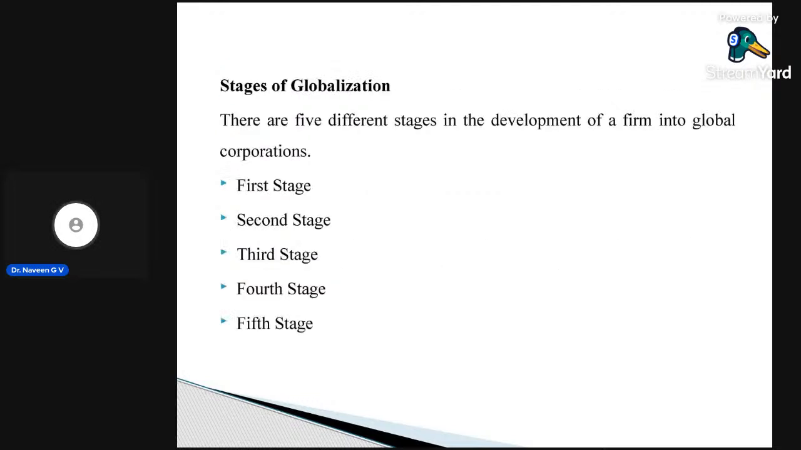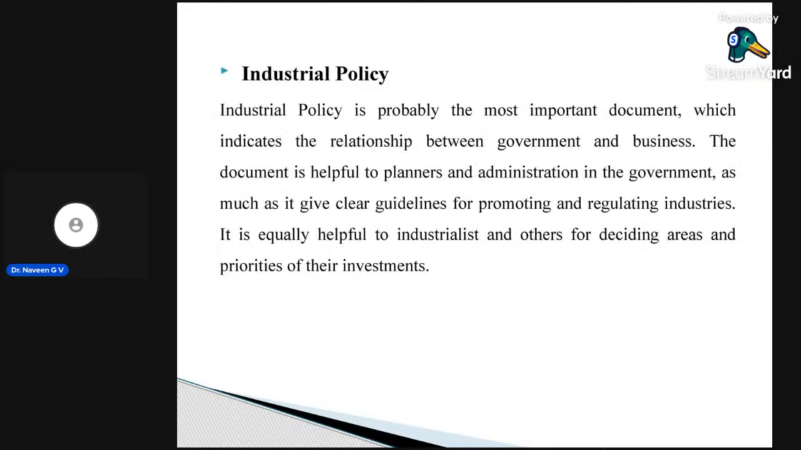Come to the point of stages of globalization, just as I told you. Then come to the point of industrial policies. What's the meaning of industrial policies? We learned about it in the previous classes you studied in your basic degree. In those circumstances, industrial policy is probably the most important document. It's a document which indicates the relationship between the government and business, through rules and regulations. The document is helpful to planners and administration in the government, as it gives clear guidelines for promoting and regulating industry.